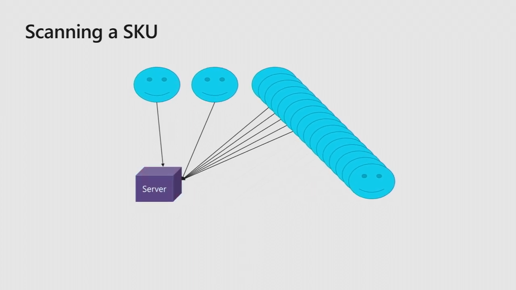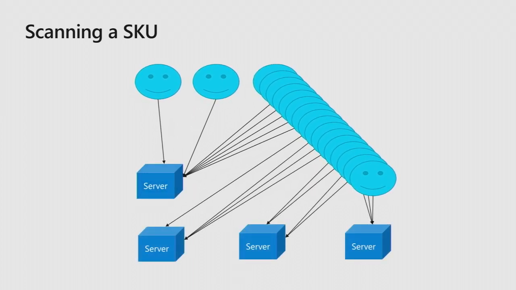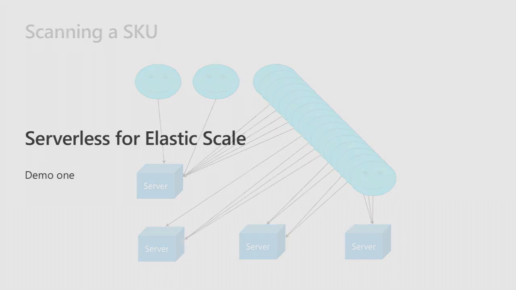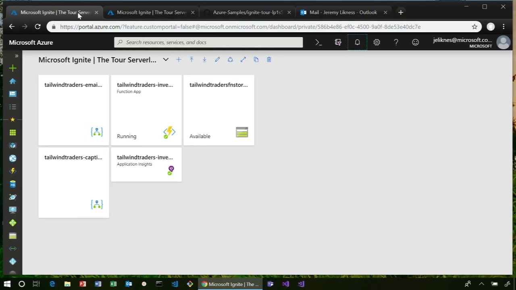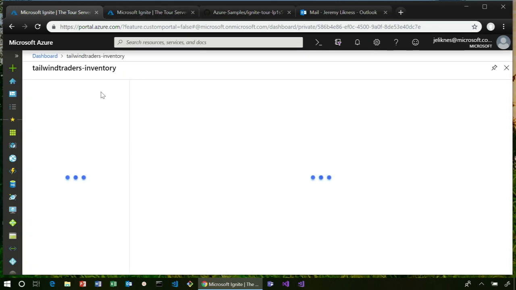What would be really nice, though, is if this could happen automatically. And based on that demand, the servers could scale out for that. So the first thing I want to show you is just a quick example of how serverless manages this. And what I'm going to do is drill in to a serverless application I have running.